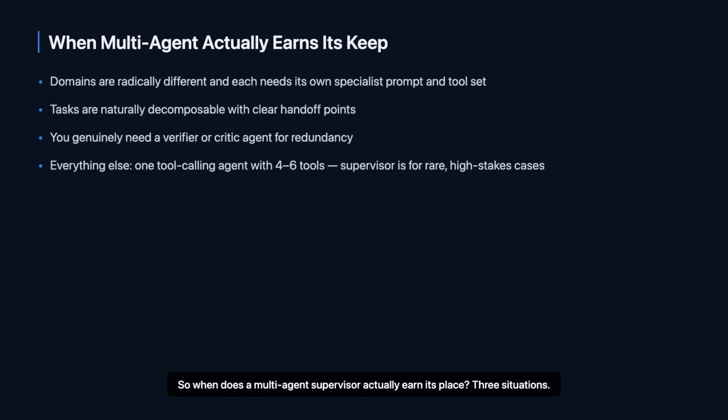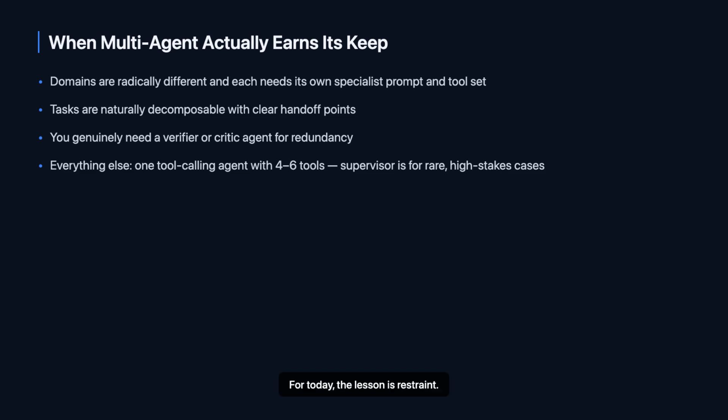So when does a multi-agent supervisor actually earn its place? 3 situations. First, when domains are radically different, a legal reasoning agent and a code generation agent really do want different system prompts and different tool sets. Second, when tasks are naturally decomposable with clear handoff points, research, then critique, then write. Third, when you genuinely need a verifier or a critic agent for redundancy on high-stakes outputs. For everything else, one tool calling agent with 4 to 6 well-described tools is the right answer. The supervisor pattern stays reserved for that rare, high-stakes subset.